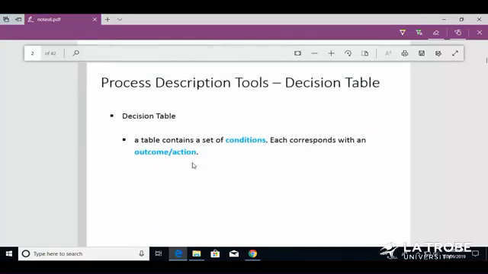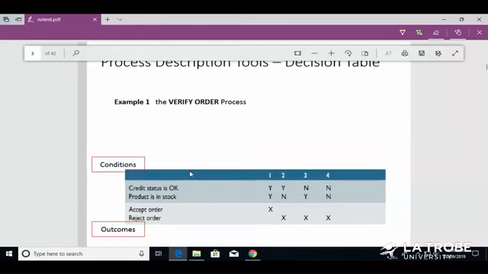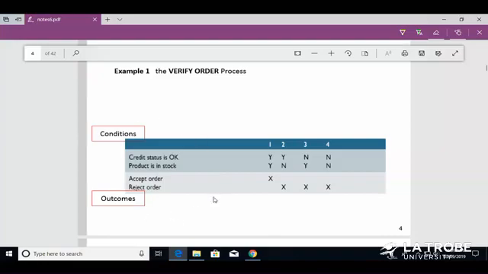A decision table contains a set of conditions. Each condition corresponds with an outcome or an action. For example, this is the basic structure of a decision table that we're going to create ourselves. From the left side, you can see we have conditions and we have outcomes. This example shows the verify order process. The left side comes with two parts, conditions and outcomes.